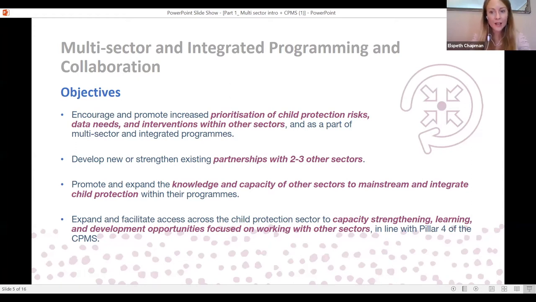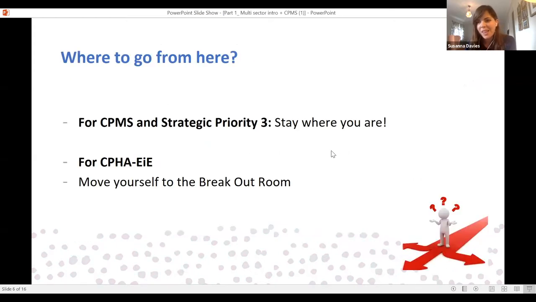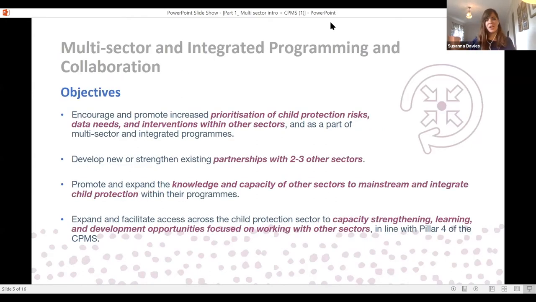We can now hand over to Susanna, co-lead for the CPMS working group, for her pitch for the CPMS session. So over to Susanna. Thanks very much, Elspeth, and hello to everyone. So for the CPMS and Strategic Priority 3 session, I'm really pleased to invite you to join us. We'll be exploring the linkages between this priority and a new initiative of the Child Protection Minimum Standards Working Group that aims to drive forward work across sectors to support children's protection and well-being in line with CPMS Pillar 4.